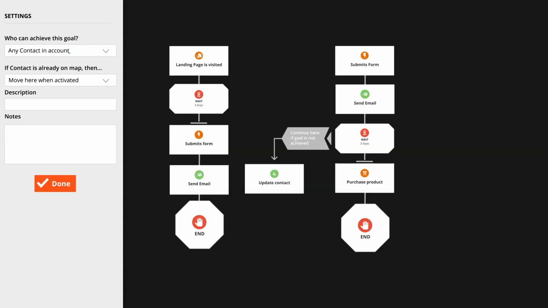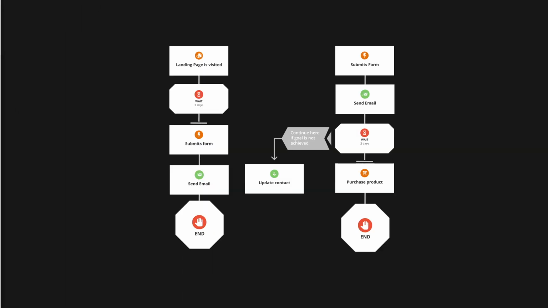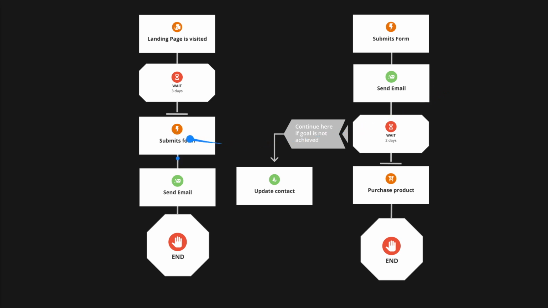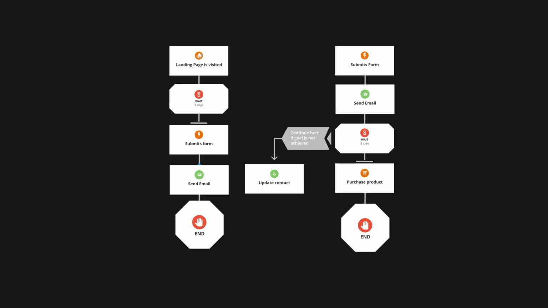The fourth option, any contact in account, creates a trigger functionality. Any contact who is or is not on this automation already can activate this goal and move here. This means a contact can be added to the automation and placed here when achieving the goal. If contacts are already on the map, you have 3 options. These act just like the settings in triggers and are used the same way.